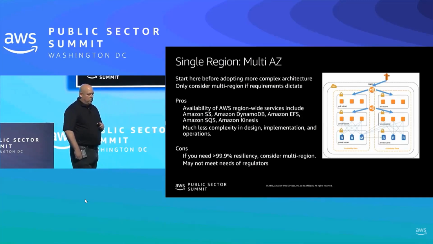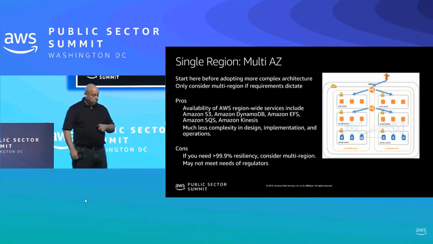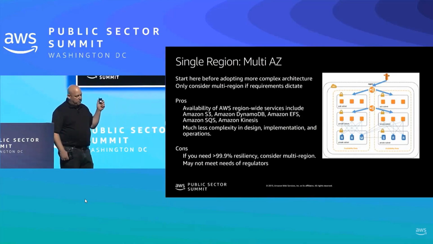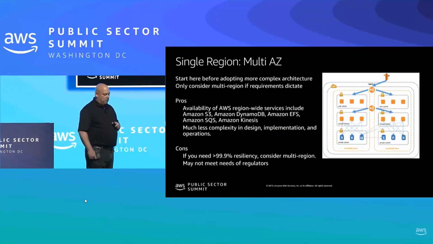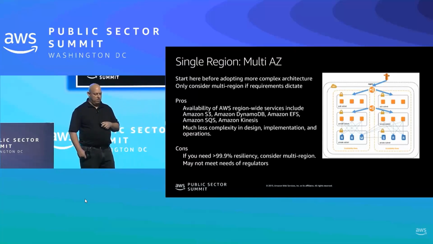Many of our services are region-wide, so we guarantee the availability of the service and the content. Think of S3, for example. You can leverage S3, DynamoDB, EFS, SQS. The con is that if you are being pressed for resiliency greater than 99.9%, that's when we need to start thinking about multi-regions. But I would still start here, because this is the foundation for the next slides. We call this resiliency within a region.